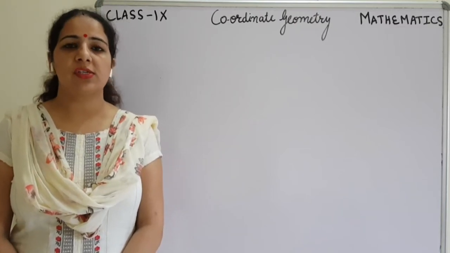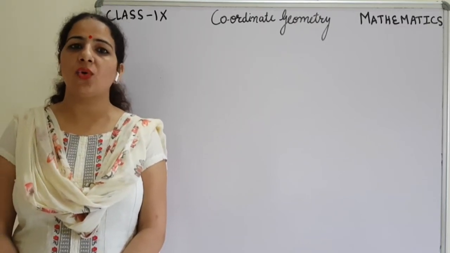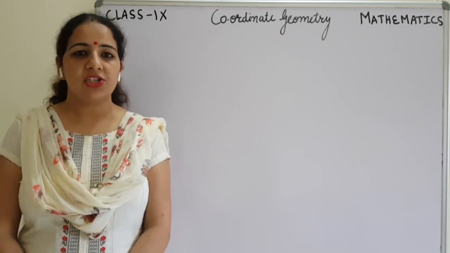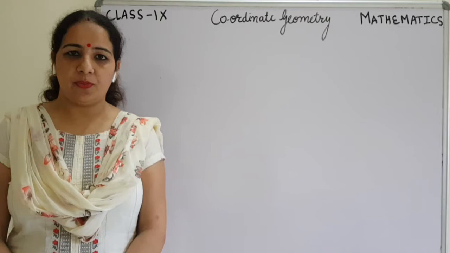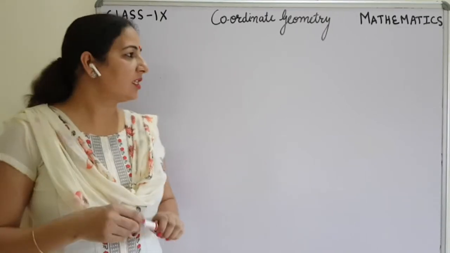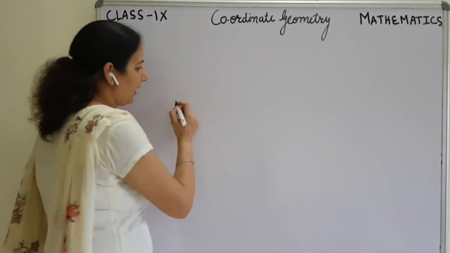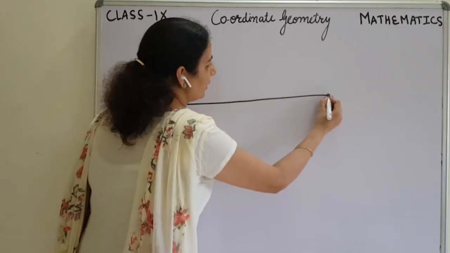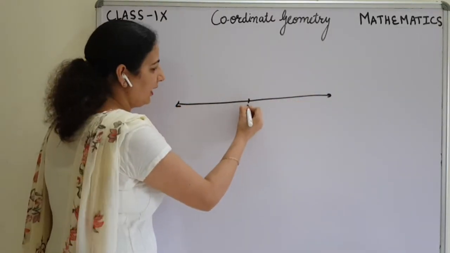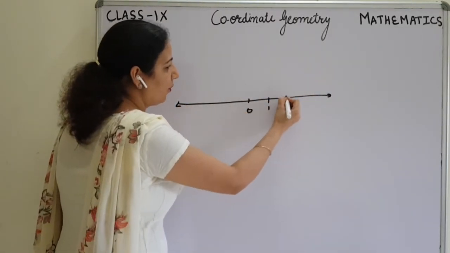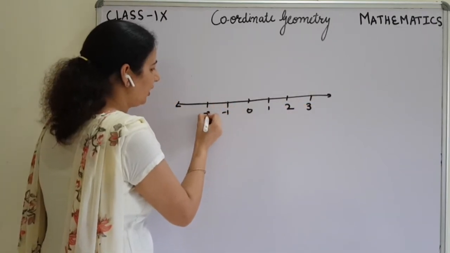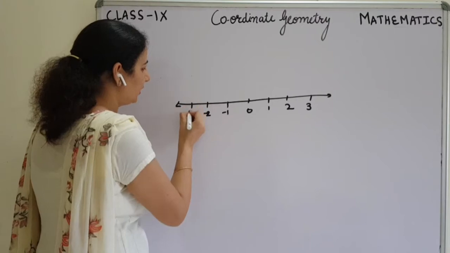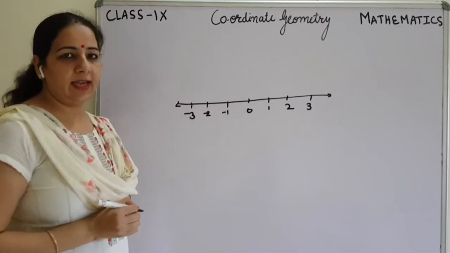Now we are going to start our next chapter, that is coordinate geometry. This is chapter number 3 of our NCERT. First of all, I just want to tell you about the number line. See, this is the number line in which we can plot the positive and negative integers and rational and irrational numbers. All these things we can represent here.